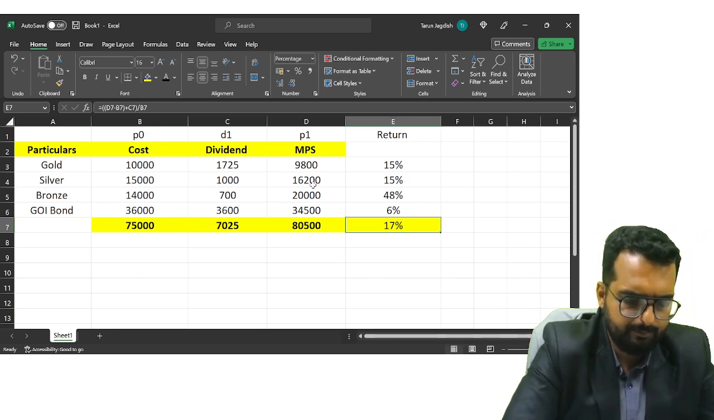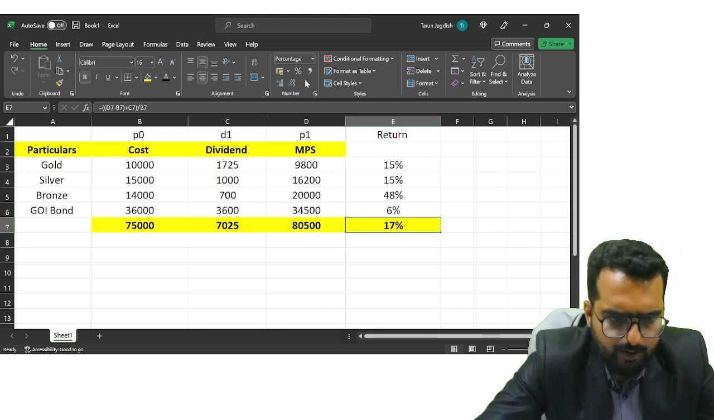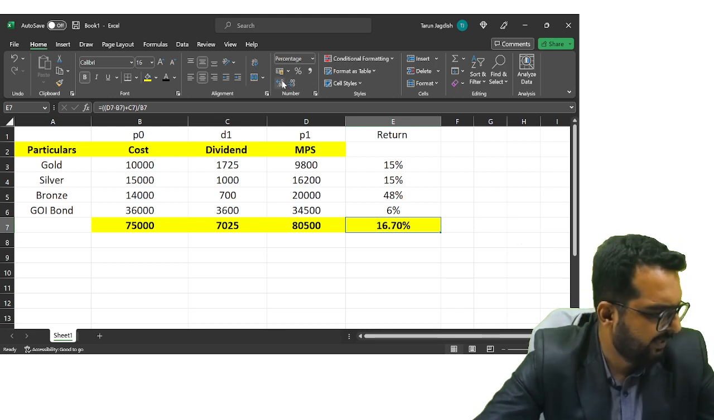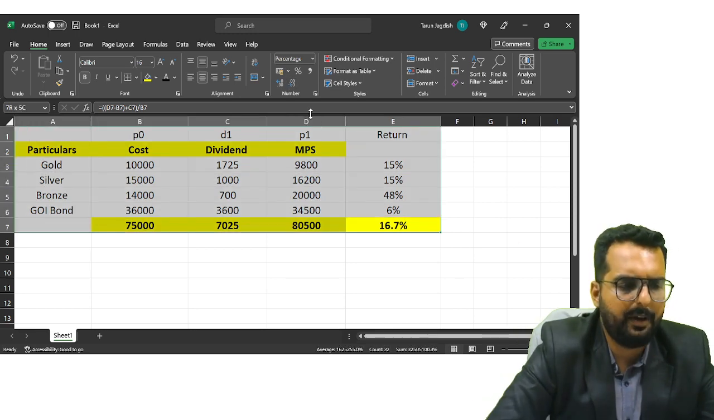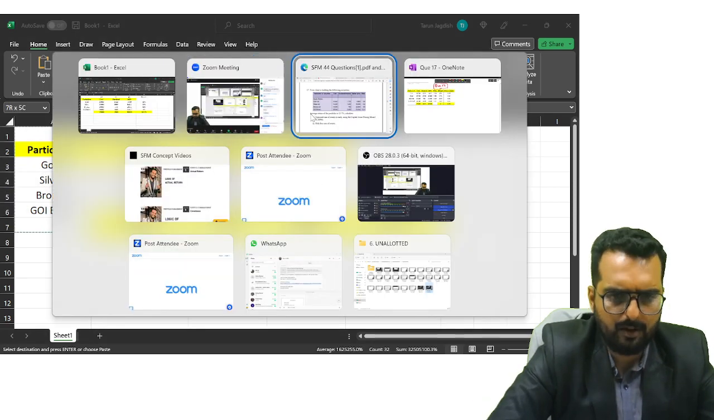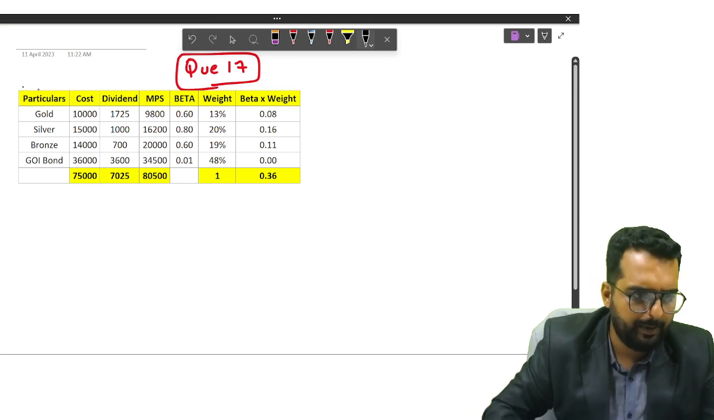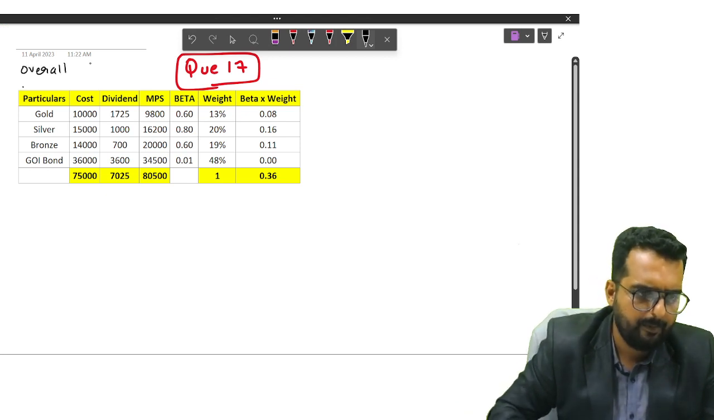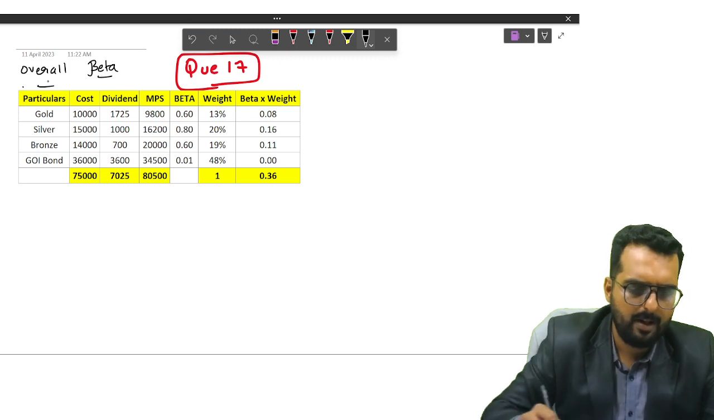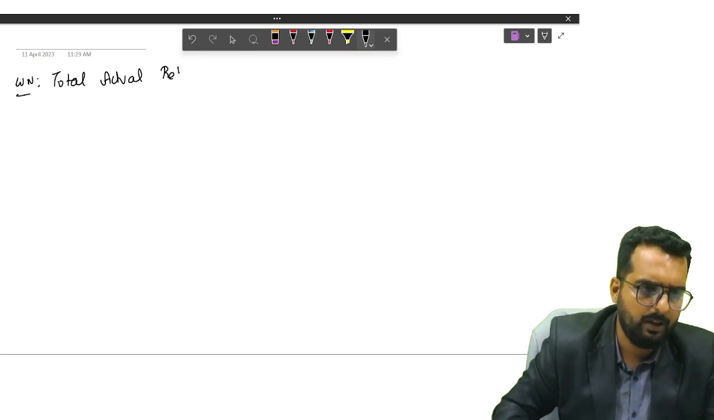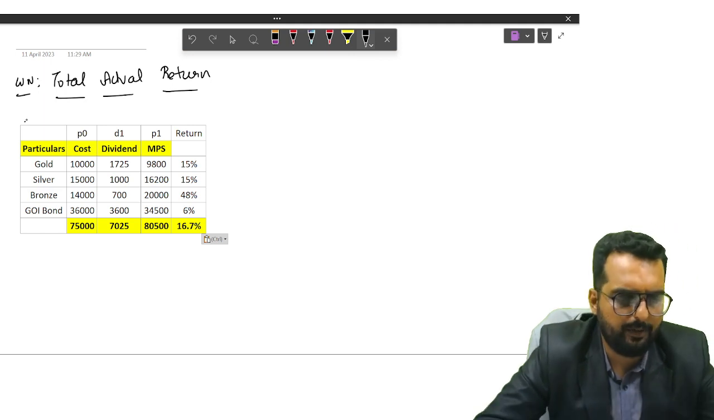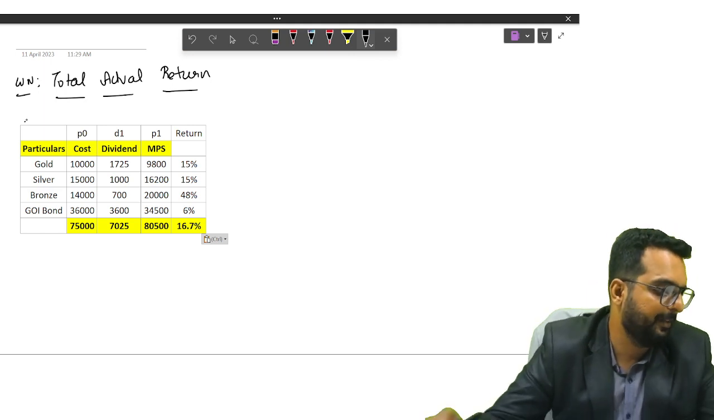Okay, it's precisely 16.7%. Okay, let me just copy down this now. This is, I think, overall beta. I'll go to the next page. I will write down total actual return. Okay, so here we got the answer as 16.7%.